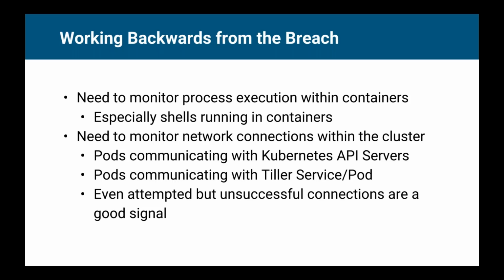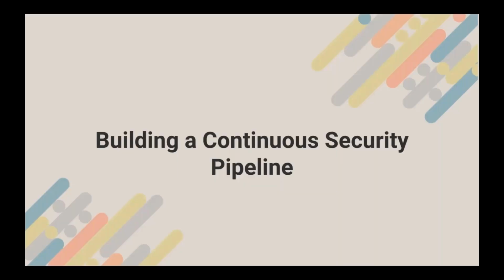This is rare. Not all pods need this ability. And whereas you can turn this off by default, usually most people don't, so you're going to actually want to identify this activity. And especially sensitive services such as the Tiller service, any pod communicating with it, you'll want to be able to identify that activity. And for network connections, focus on even attempted but unsuccessful connections. So even if you have a production environment that has strict egress filtering, software that is attempting to get out is a pretty valuable signal.